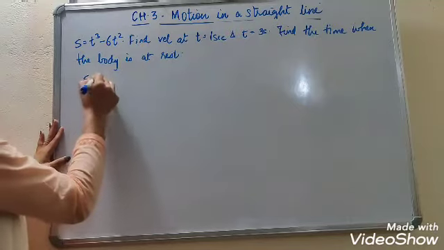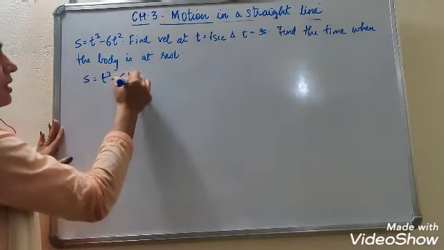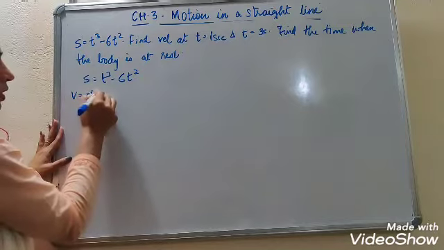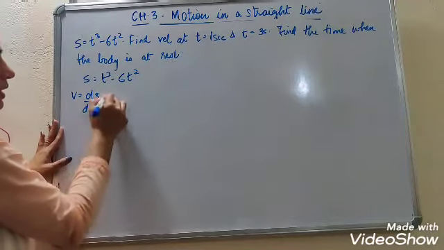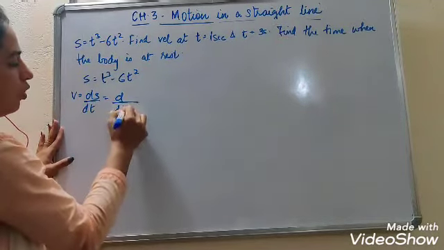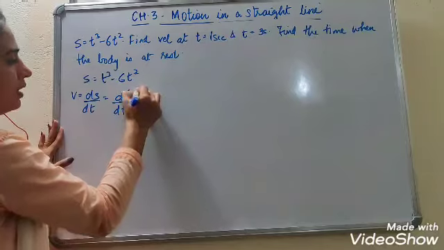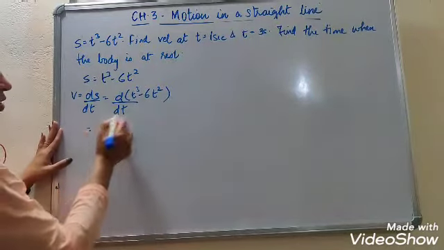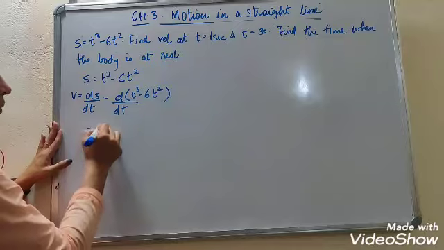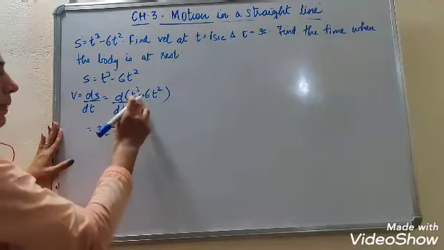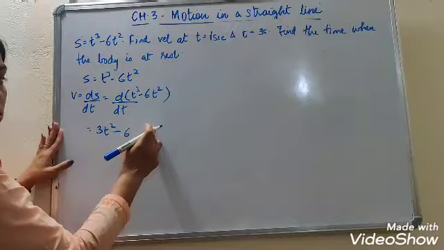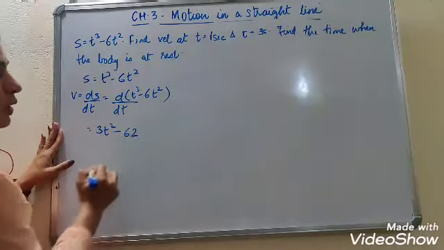So if s is equal to t cube minus 6t square, we want to find instantaneous velocity. Instantaneous velocity is given by ds by dt. That is d/dt of s, that is t cube minus 6t square. Okay. Now taking the differentiation, t cube gives 3t square, minus differentiation of 6t square, which is minus 6 into the differentiation of t square, that will be 2t.